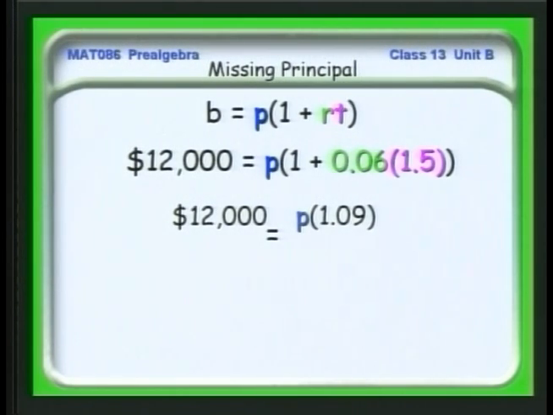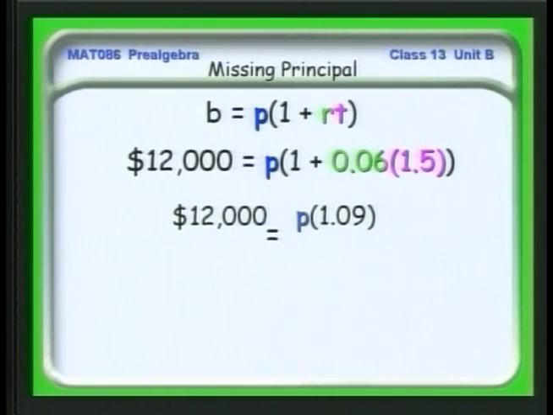0.06 times 1.5, this is almost like adding 15% for a waiter. 6 added to half a 6, which is 3. 6 plus 3 is 9. There's the 0.09. Add that to the 1. I could more or less do this one in my head if I remember that little trick. So I have the equation which has an unknown p in it. $12,000 is equal to p times the quantity 1.09.